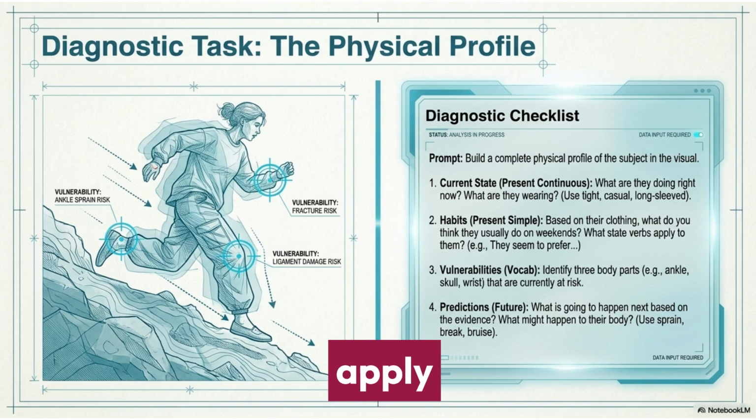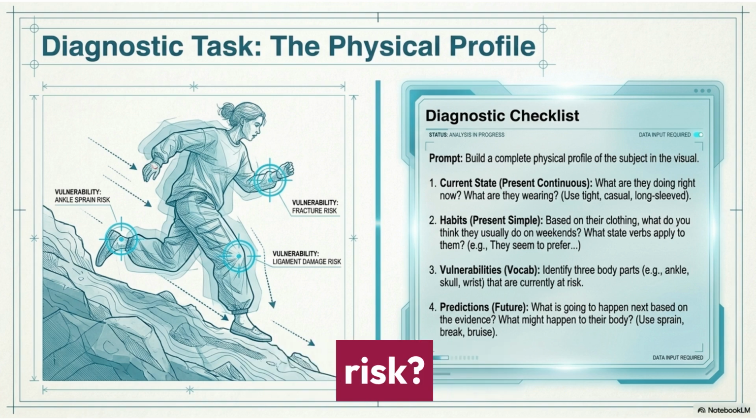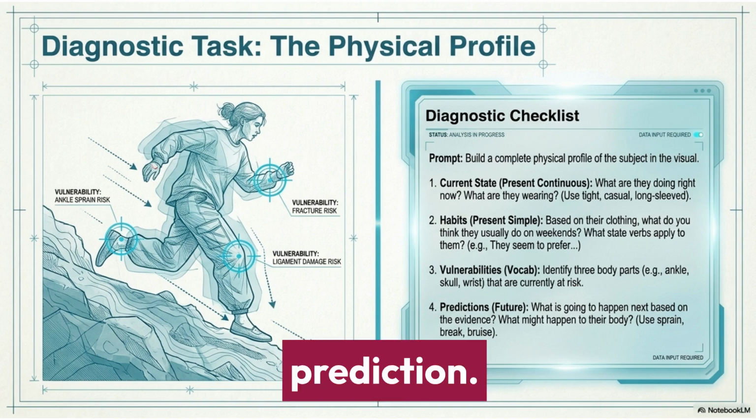Now it's time to apply everything we've learned. First, describe the person's current state using the present continuous. What is she doing, and what is she wearing? Next, infer their habits with the present simple or state verbs. What kind of activities do they usually enjoy? Then, identify any vulnerabilities. Which body parts are most at risk? Here, you can use words like ankle, knee, wrist, sprain, fracture, or ligament damage. Finally, make a prediction. Based on the evidence, what might happen next?